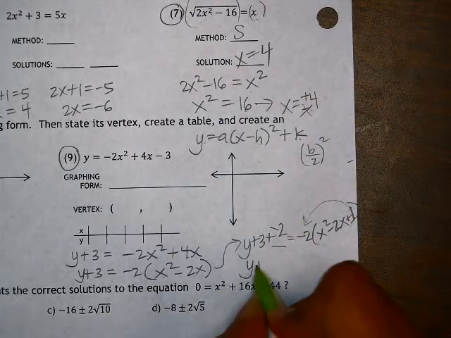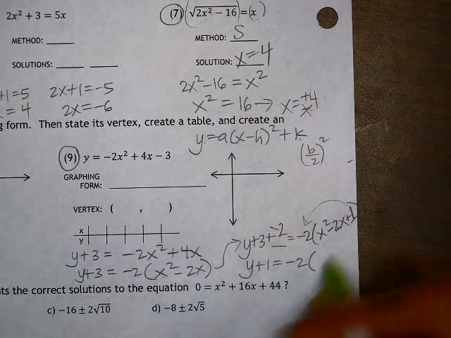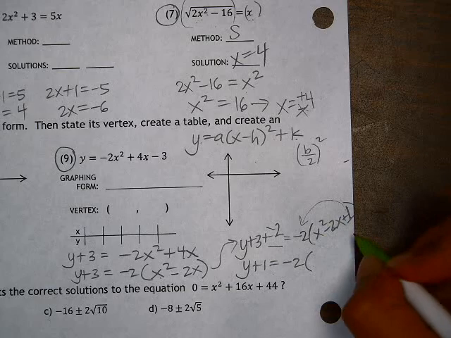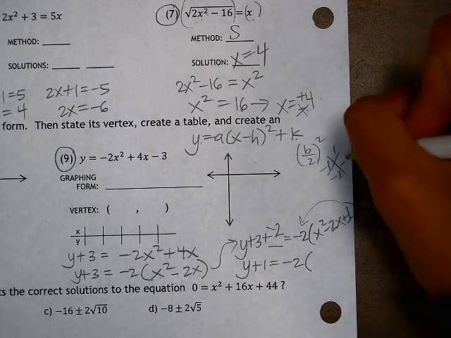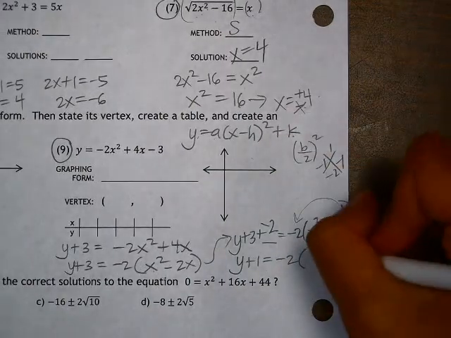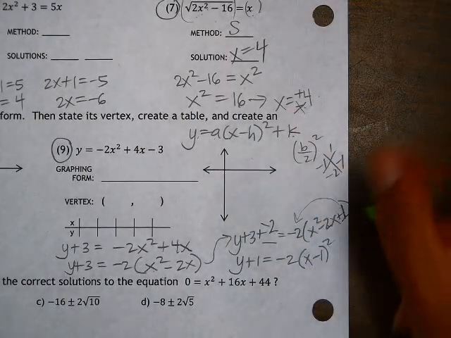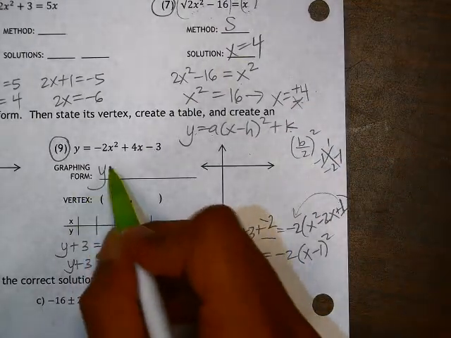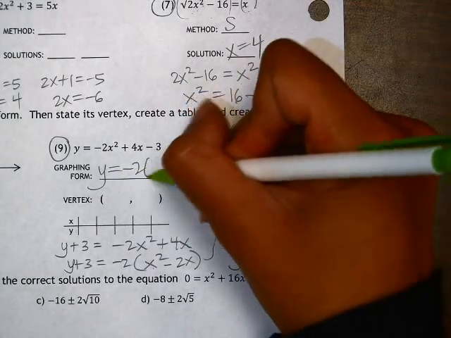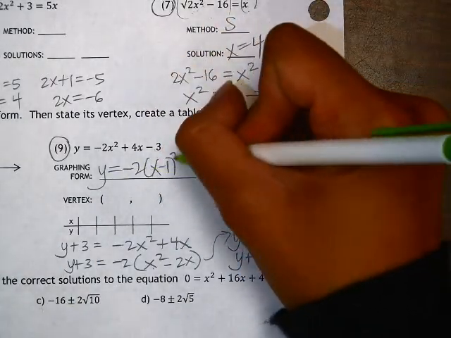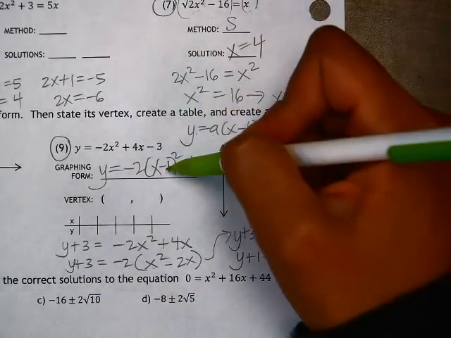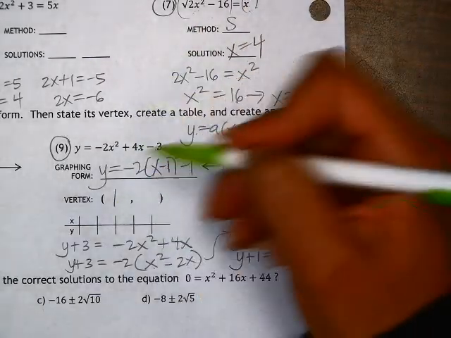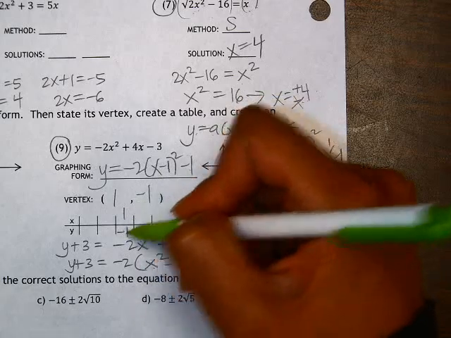Then we get y plus 1 equals negative 2 times. This is a perfect square trinomial that can be factored easily: x minus 1, x minus 1. So graphing form is y equals negative 2 times (x minus 1) squared, minus 1. Using graphing form, we can easily identify the vertex (h, k), so (1, negative 1).